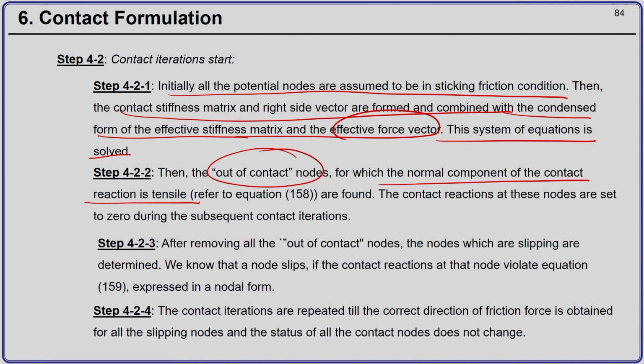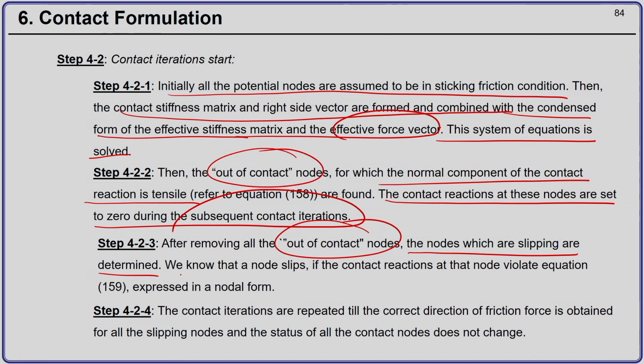This may happen as you update the contact reaction: some nodes may go out of contact and some nodes may come in contact. So, the contact reactions at these nodes are set to 0 during the subsequent contact iteration. Then we remove all the out of contact nodes, and the nodes which are slipping are determined. We know that if the contact reaction at a node violates equation 159, which is the tangential traction is greater than or equal to mu times the normal traction T n, then my node is slipping.